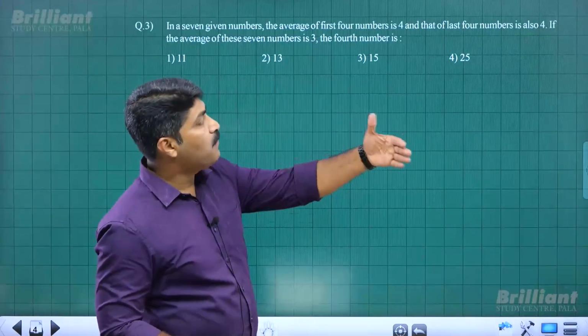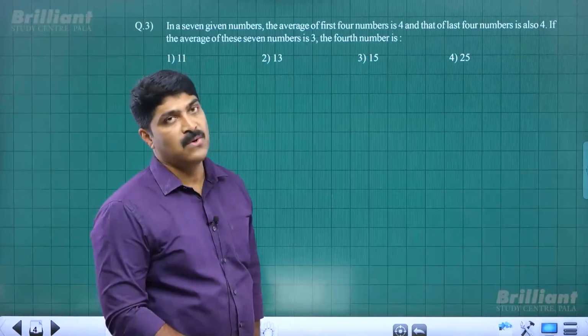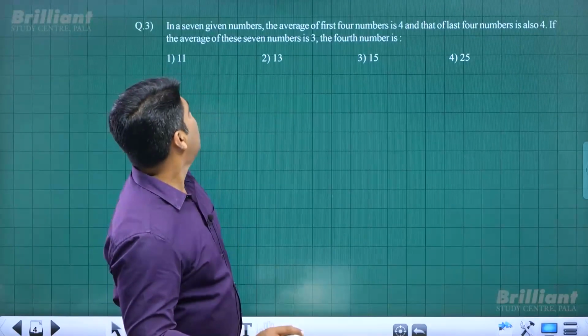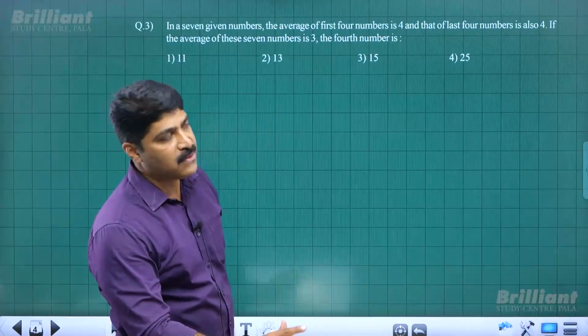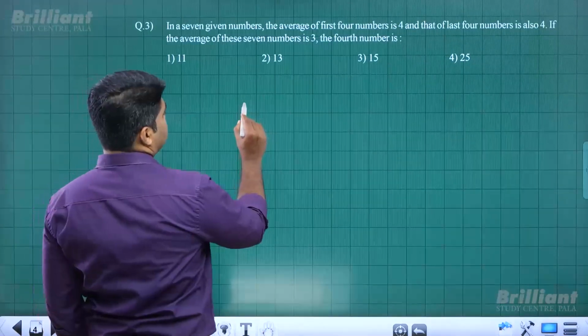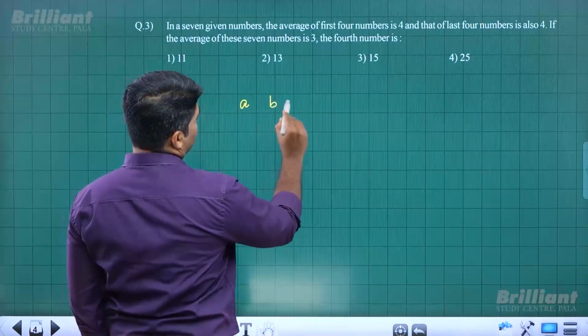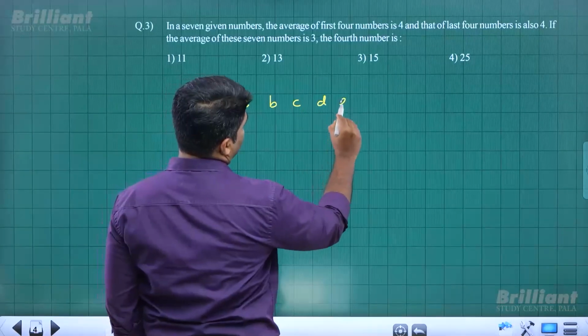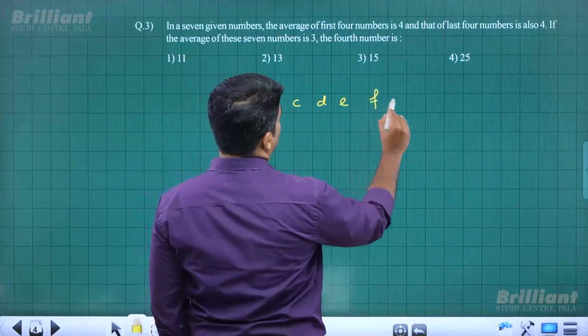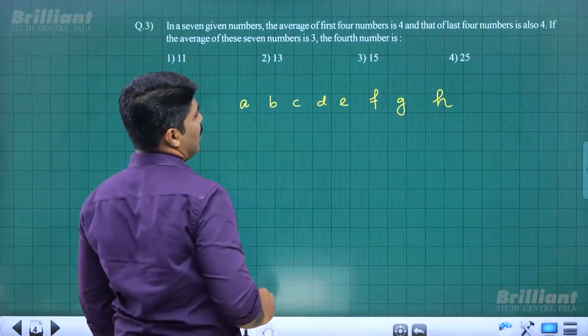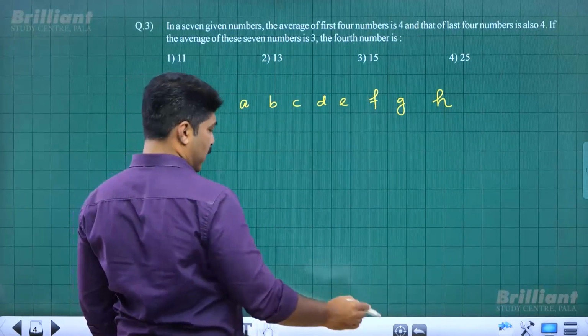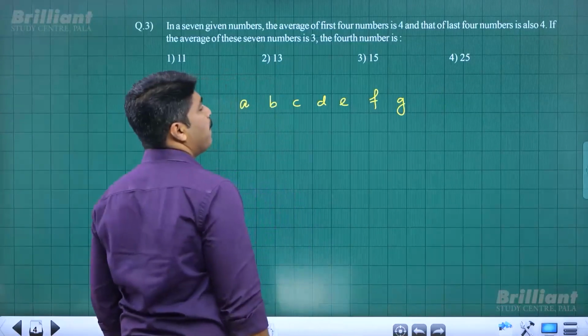And that of the last 4 numbers is also 4. If the average of these seven numbers is 3, then find the fourth number. Here, consider seven numbers A, B, C, D, E, F, G. So here up to G.